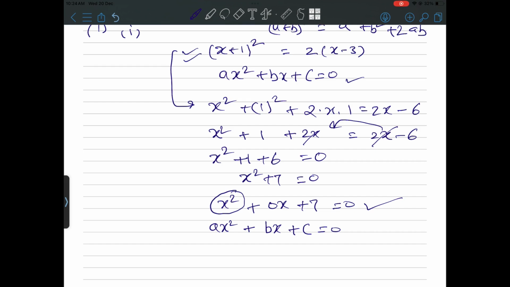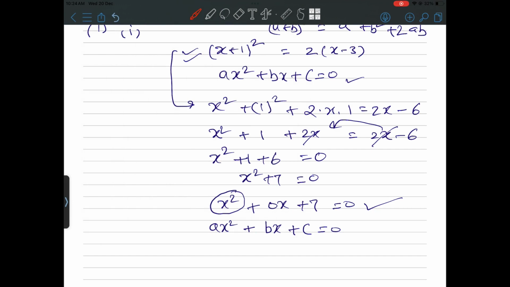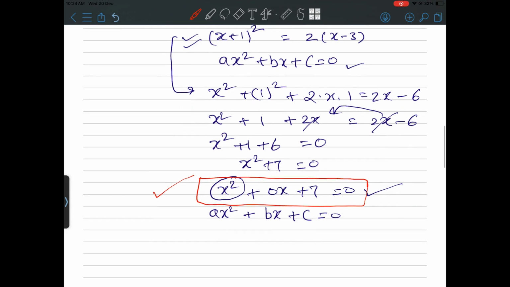And if you remember from my previous video, the x square is the factor by which we determine whether the equation is quadratic or not. Because this equation has the variable x with the maximum power of 2, that's why it is a quadratic equation. So we can say this is a quadratic equation, right? Yes. Answer would be yes.